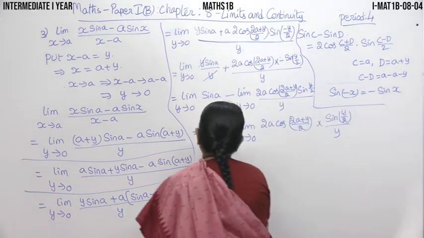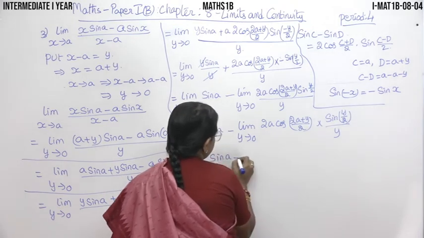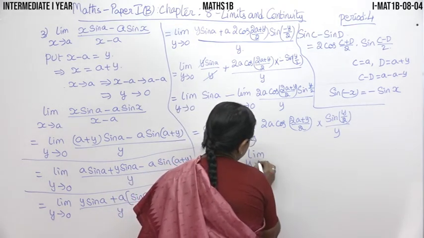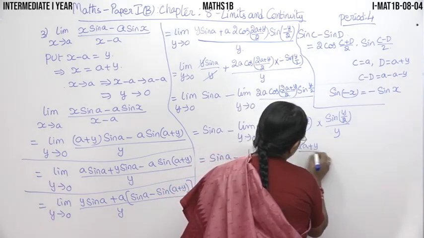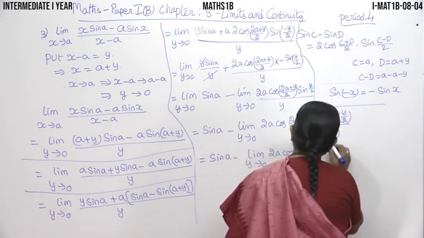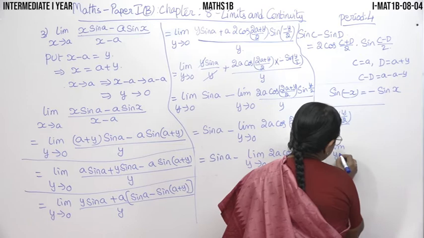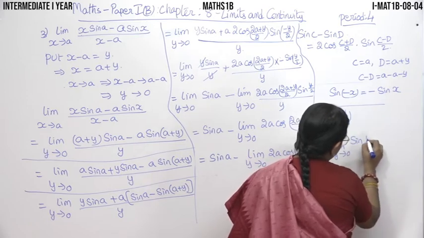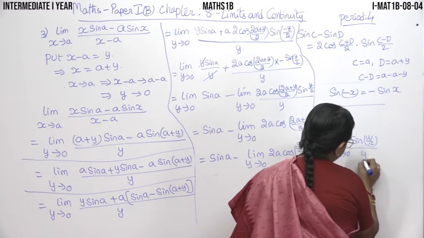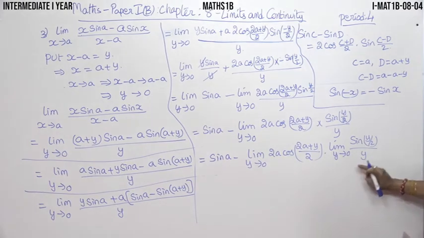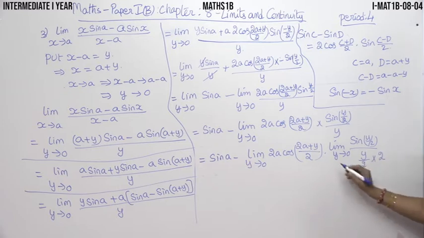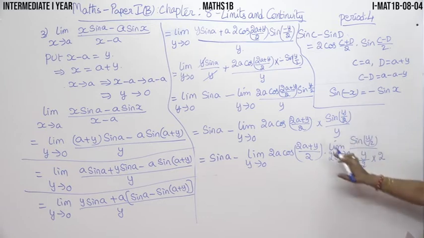So it is equal to sine a minus limit y tending to 0 of 2a cos (2a plus y) by 2 into limit y by 2, y tends to 0 means y by 2 also tends to 0. So we'll reduce this to the standard form. First we have y by 2 here, so here also we should have y by 2. So we'll multiply and divide by 2 here. And here also we'll write 2y tending to 0 so that this is in the standard form.